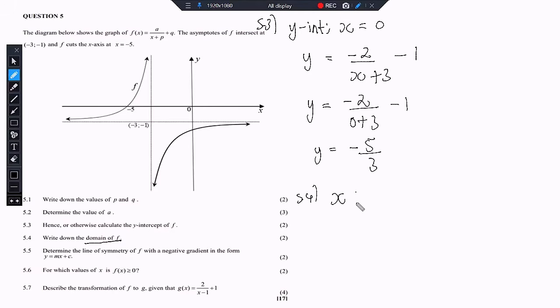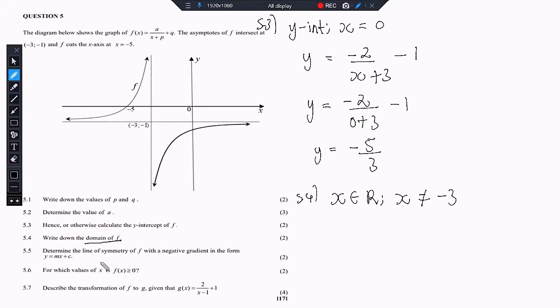So we are going to say x is an element of the real numbers, but where x is not equal to the asymptote, which is negative 3. So x is an element of real numbers, but where x should not be negative 3, because negative 3 is an asymptote. So that means there is no value there, right?